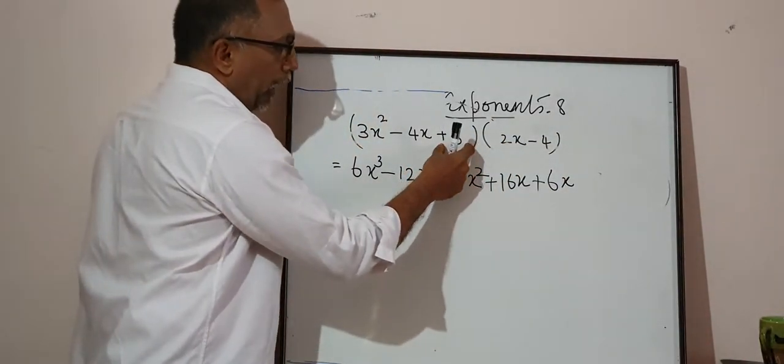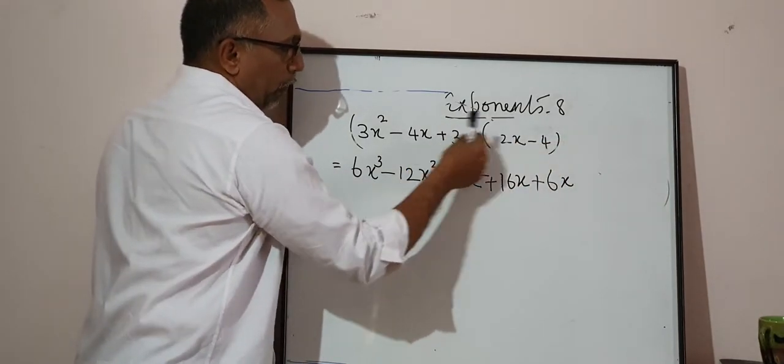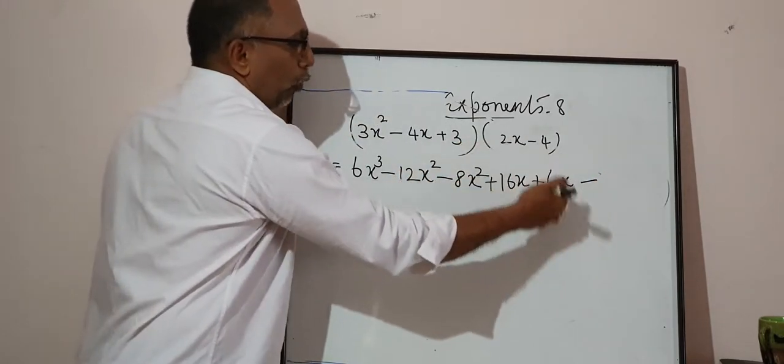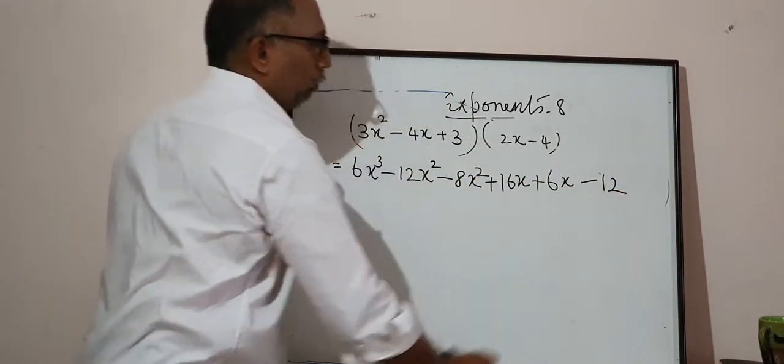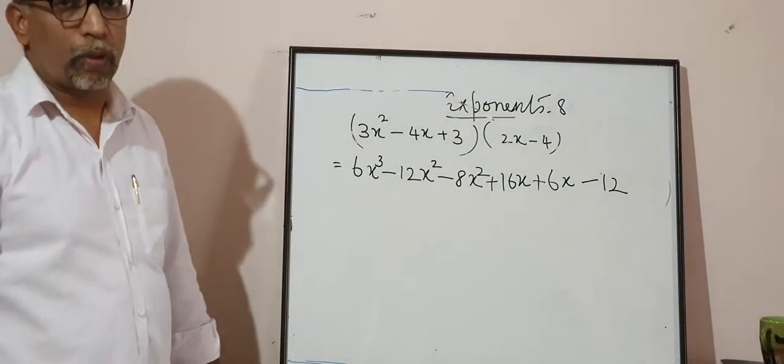Then positive 3 and negative 4. Positive and negative again gives negative. 3 times 4 is 12. So this is the expansion of this one.